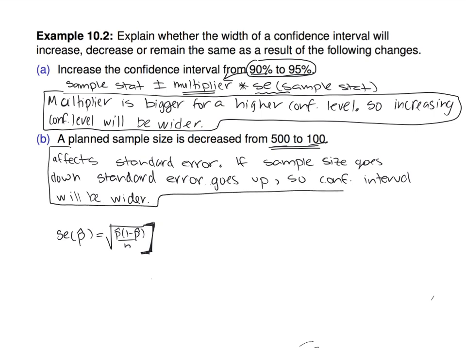And these are not special things for proportions. These also apply to means. So for example, the standard error of x bar, remember, that's s over root n. And the same thing holds. If n goes up, standard error decreases. Or if n goes down, standard error increases.